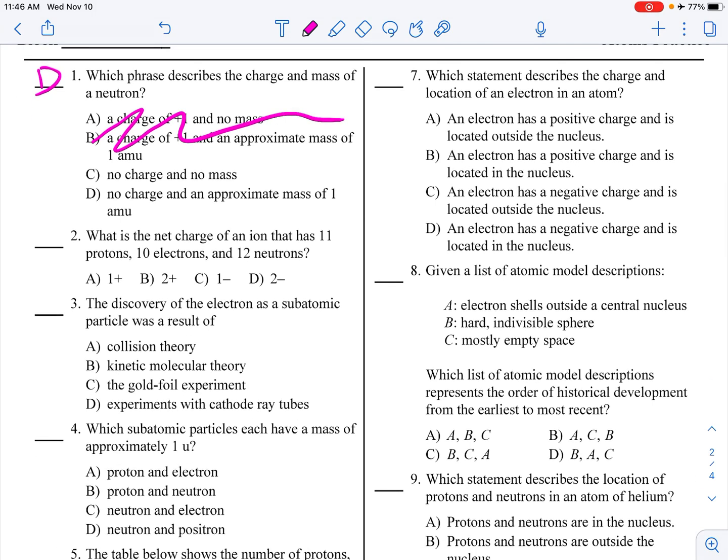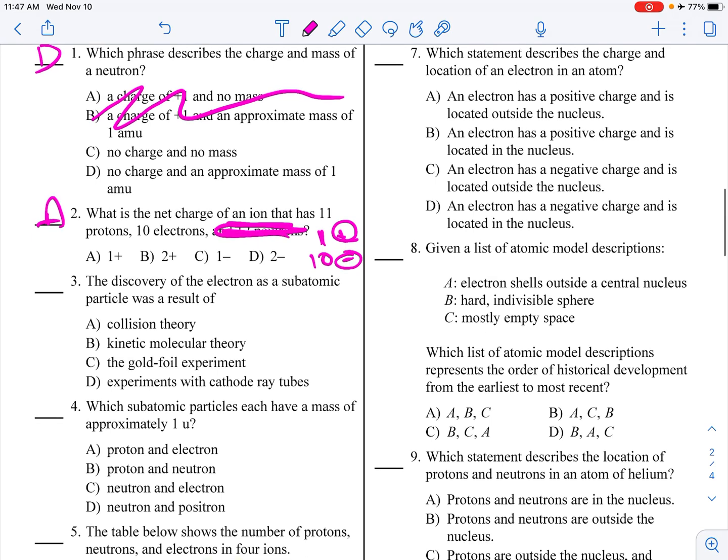What is the net or overall charge of an ion that has 11 protons, 10 electrons, and 12 neutrons? So get rid of neutrons because they are neutral, no charge. So 11 positive and 10 negative. So one more positive, so choice A.